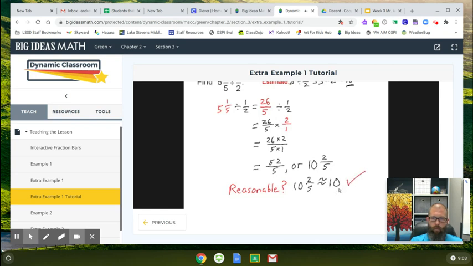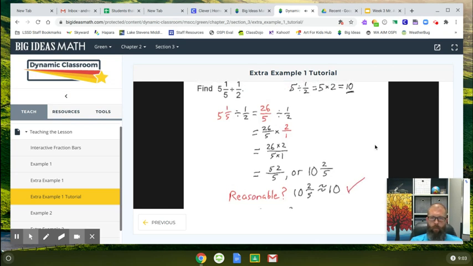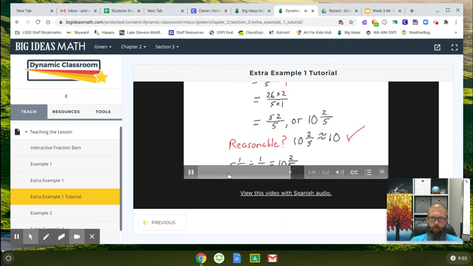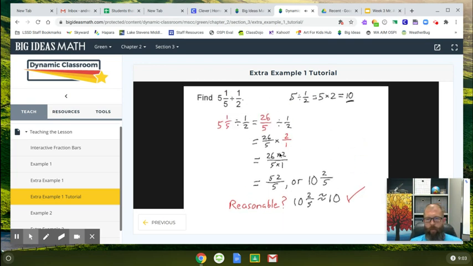Let's review our steps. All right, there you have it. You can pause it and take a look at that, but make sure you write your answers as mixed numbers.